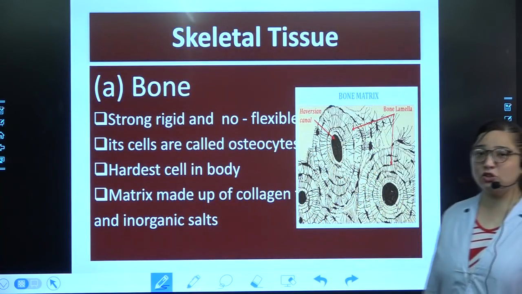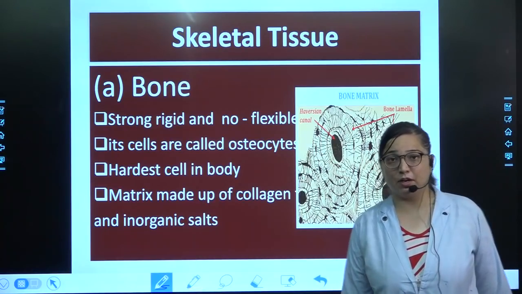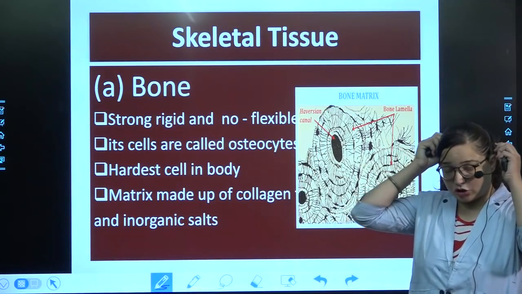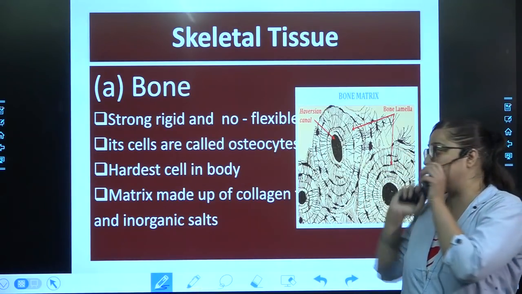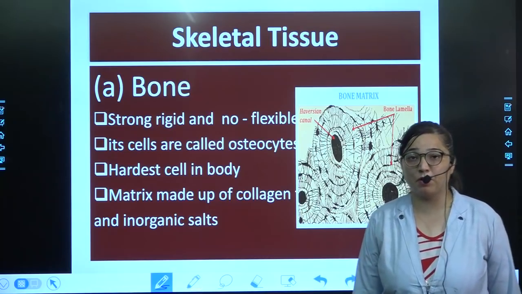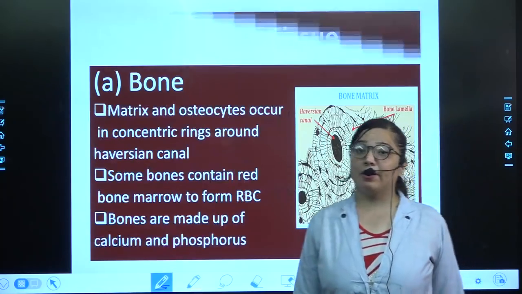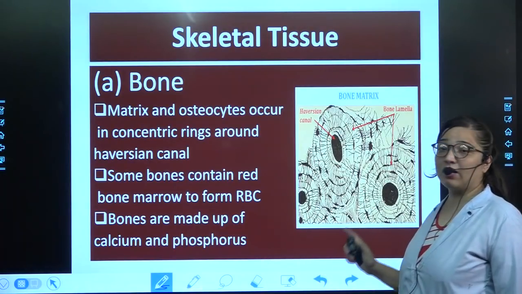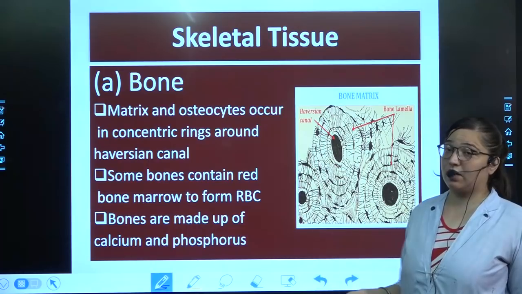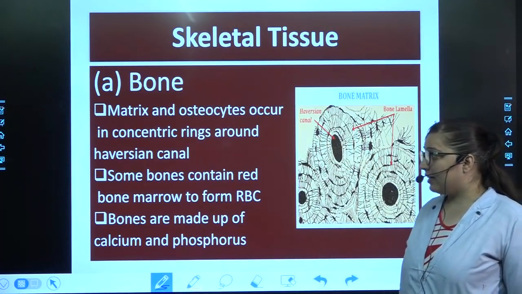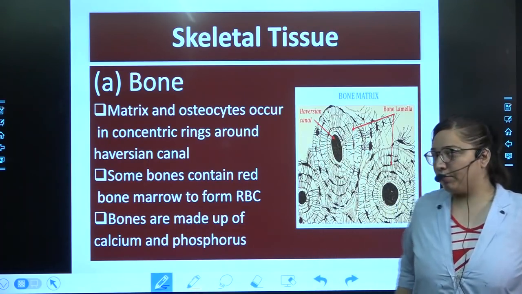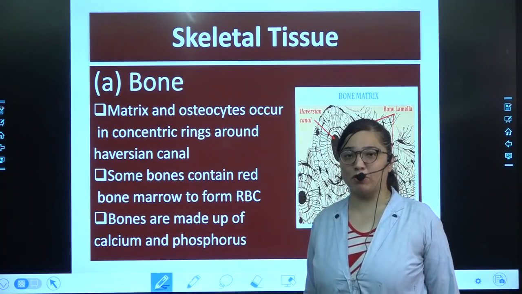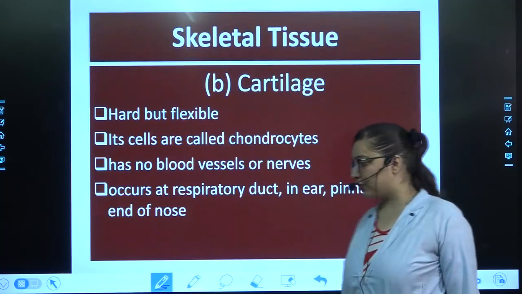Bone. These are the strong and non-flexible types of skeletal tissues. What are bone cells called? Osteocytes. These are the hardest cells in the body. And what is the matrix made up of? It is made up of collagen fibers and inorganic salts. Then, matrix and osteocytes occur in the form of concentric rings around the Haversian canal. Some bones form the red bone marrow to form the RBCs. And what is the bone made up of? Calcium and phosphorus.